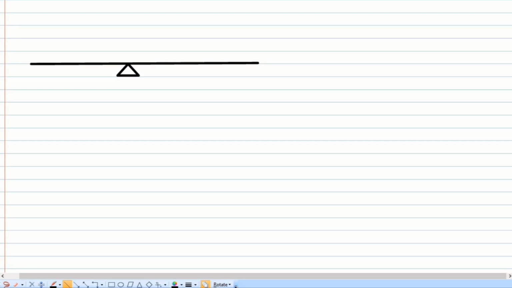All right, welcome back. This is Martin Simplicity, and of course, if you are an engineering student or a science student, and you see a fulcrum and a rod, a ruler, whatever you want to call it, we're going to talk about something very important, which is moments.